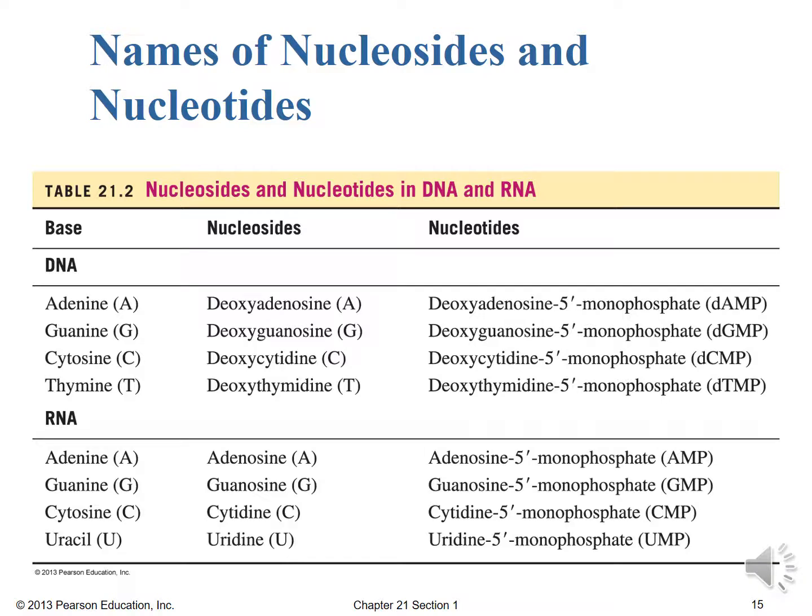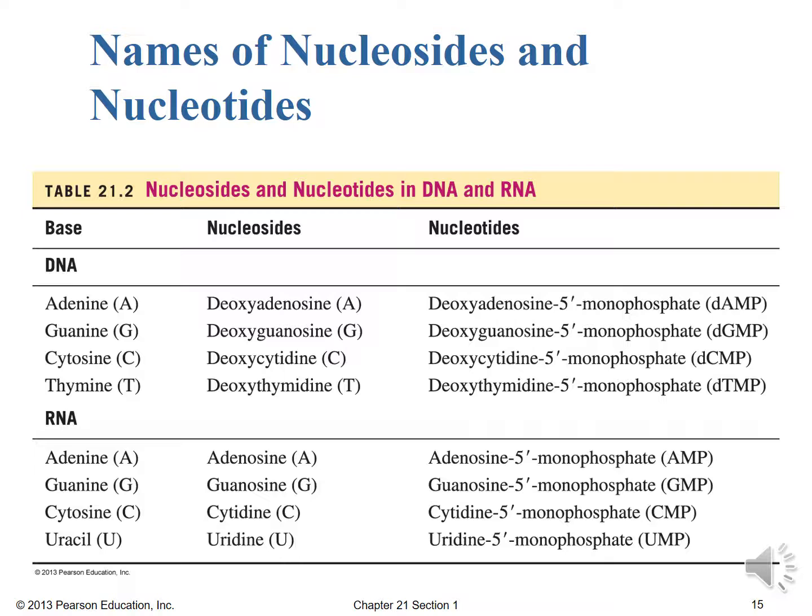And although we're dealing with very large and complex molecules, we don't have too many names, right? Here we have table 21.2. There's all the names. So if we look at DNA first, the bases are adenine, guanine, cytosine, and thymine. The nucleosides would therefore be deoxyadenosine, deoxyguanosine for our two purines, and then deoxycytidine and deoxythymidine for our two pyrimidines.